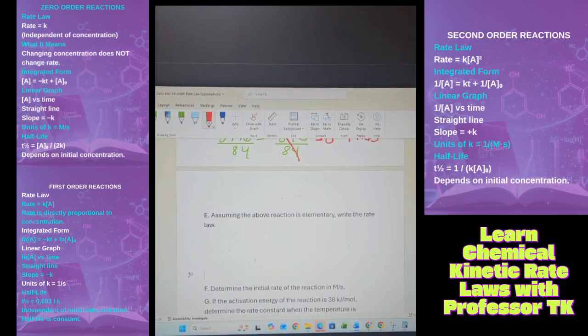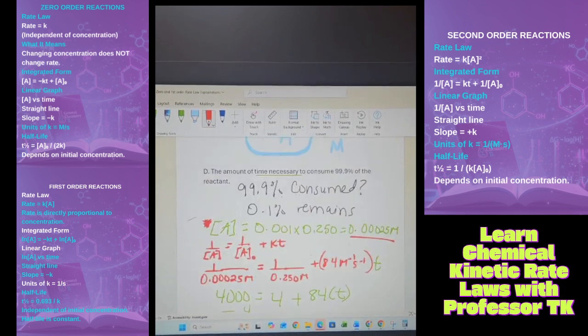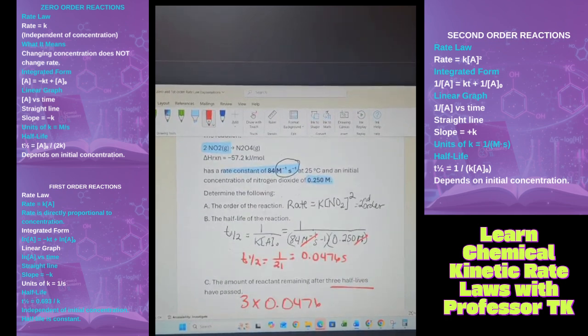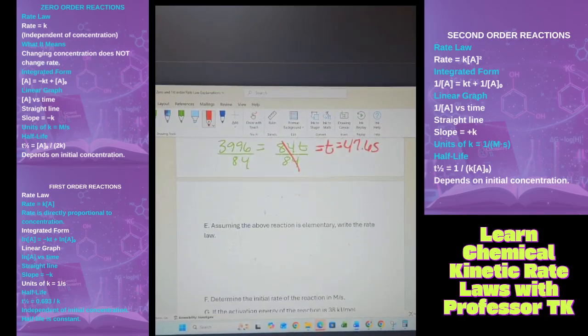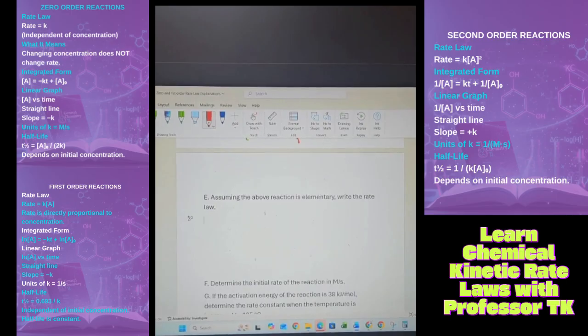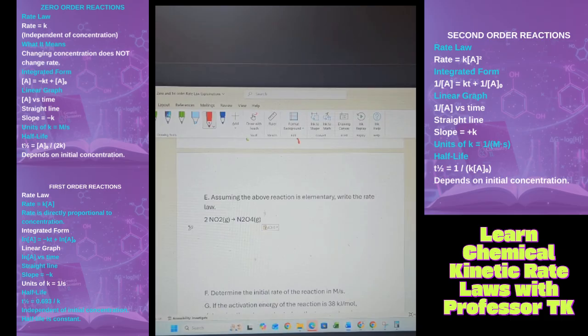Now, letter E says, assume the above reaction is elementary, write the rate law. In case you forgot the reaction, I'm going to copy it down here so we don't have to keep scrolling up and down. Here's your reaction right here: 2NO2 yields N2O4. They told you to assume that this is an elementary reaction, write the rate law.